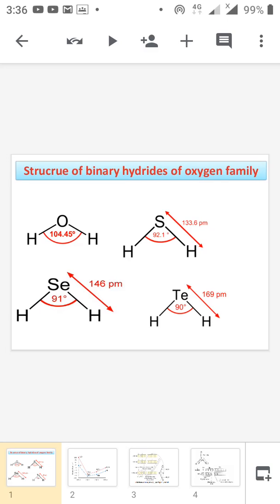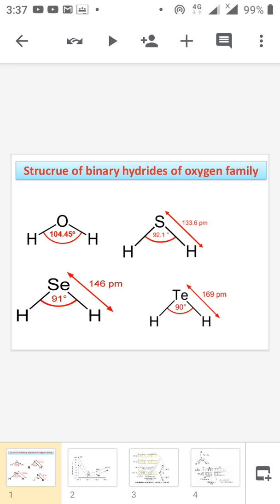Now we are moving into the structure and hybridization of the hydrides of the oxygen family. As you know, all the molecules exist in sp3 hybridization. So we know the bond angle of sp3 hybridization is 109.28 degrees, and we expect that bond angle in all these molecules. But the bond angle of water is 104.45 degrees, for H2S it is 92.1, in the case of H2Se it is again reduced to 91, and in H2Te the bond angle is again decreased to 90 degrees.